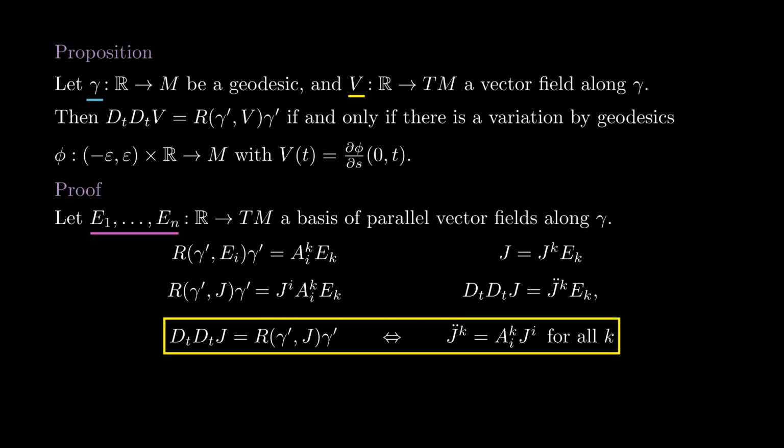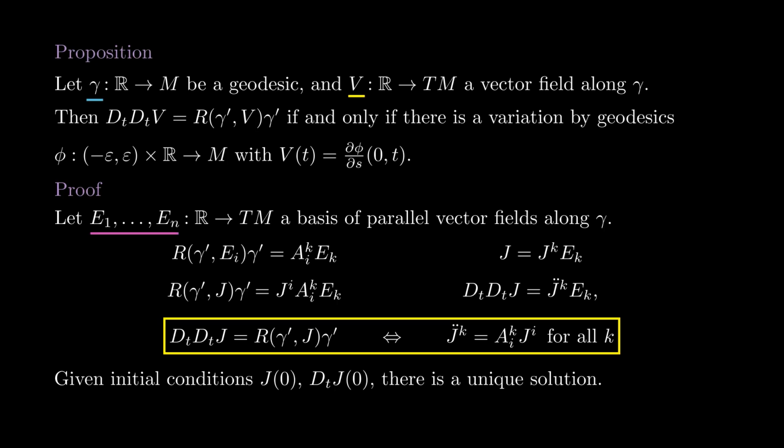Then the Jacobi equation becomes J^k double dot equals a_ik J^i. This is a linear second order ODE, meaning that given initial conditions, there is a unique solution and the solution depends linearly on the initial conditions. Since the equation is second order, the initial conditions are the values of J and D_t J at time 0.